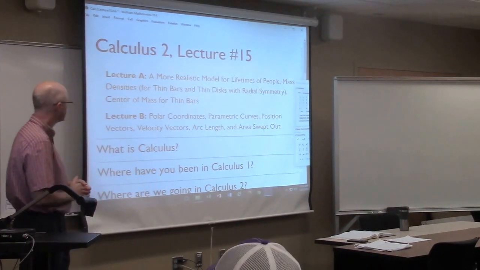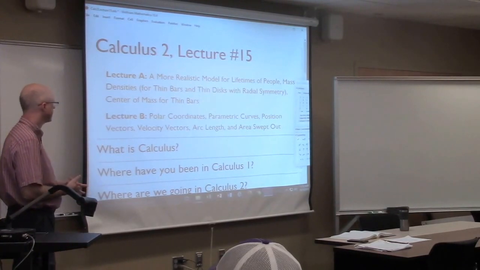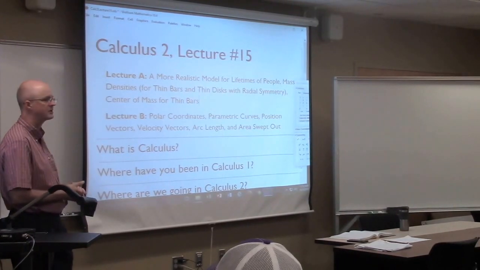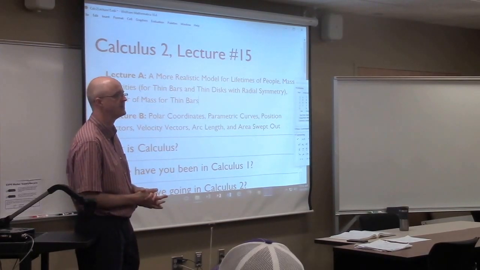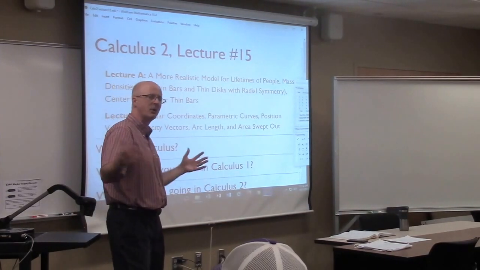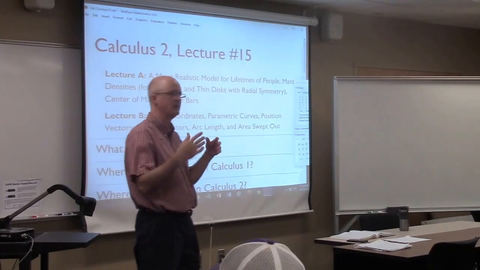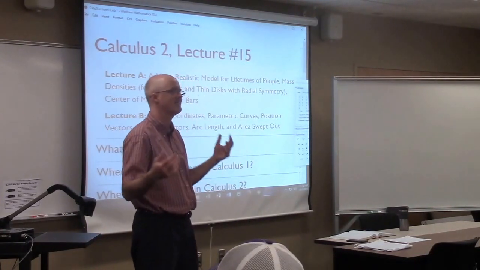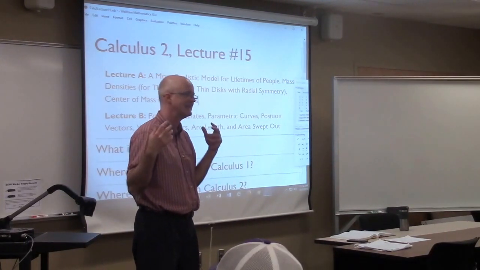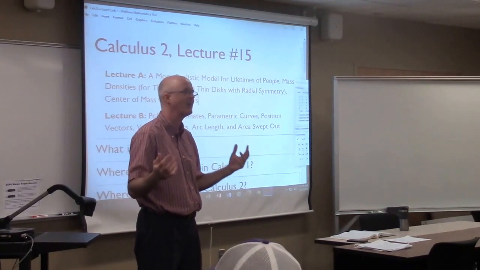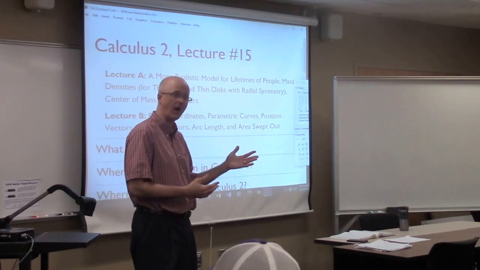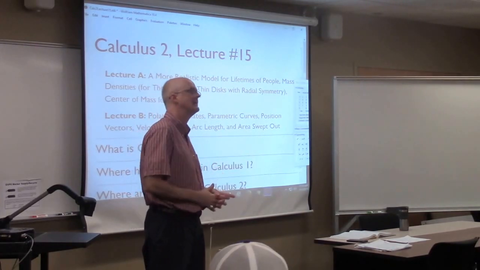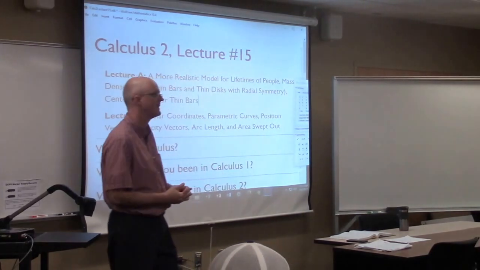Come back to polar coordinates, parametric curve, position, velocity vectors, arc length, and area swept out in lecture B. Actually, area swept out we haven't talked about yet either. That'll be something new. Wednesday, we're going to put it all together, try to review everything that we've done, summarize it, get it in our minds, what have we done so far. And Friday you have off, so you have a long weekend to prepare for the test next Monday.